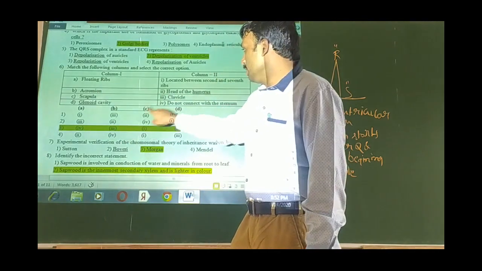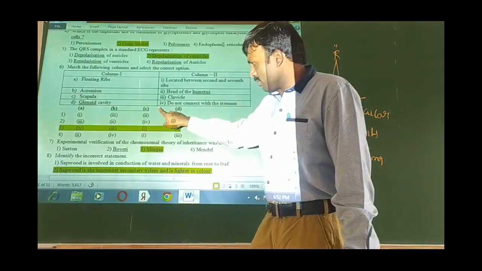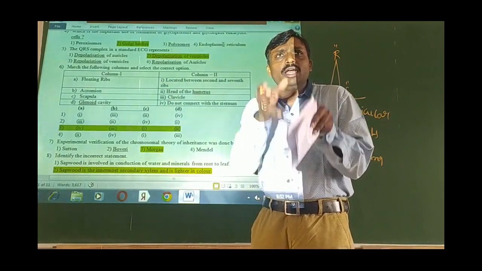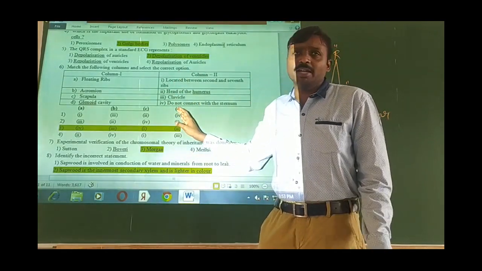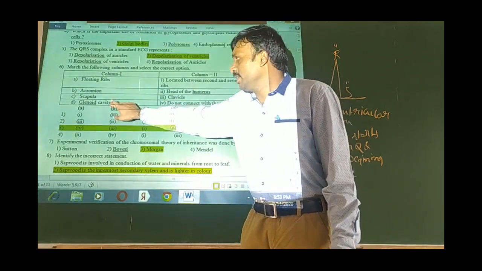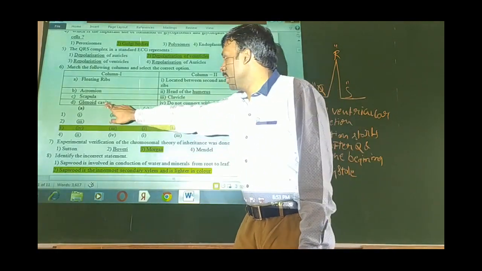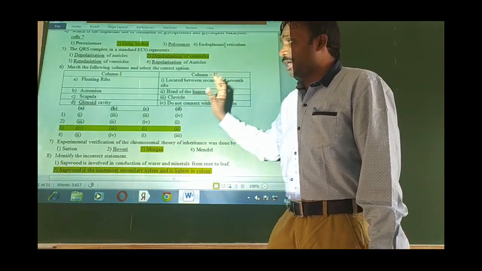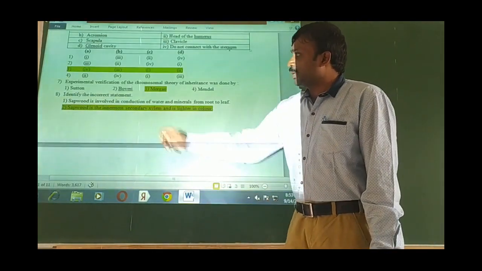Then acromion. B is 3, which is seen in clavicle. Then scapula, C under 1, located between 2nd and 7th ribs. If you go through the arrangement of ribs from 1st to 12th, all these terminologies are given very clearly in our textbooks. Then moving to the glenoid cavity. Cavity means some empty space. So glenoid cavity, D, is showing 2, head of the humerus. All these are just memory based things. Then moving to the next question.